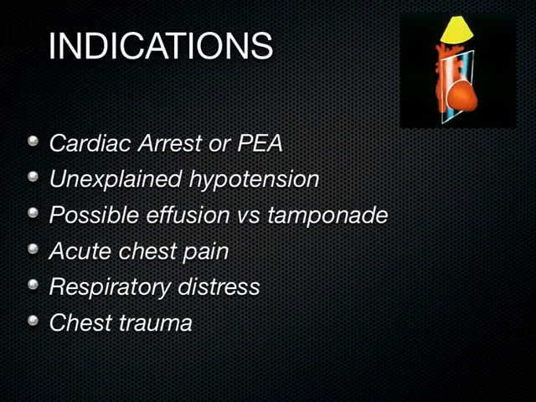The indications to do cardiac ultrasound are any of these situations: a patient in PEA or cardiac arrest, or unexplained hypotension, maybe there's an effusion, whether or not it's tamponade, patients with chest pain. Respiratory distress is probably my most common reason why I do a cardiac ultrasound, believe it or not. Unexplained dyspnea: a study has shown that at least 20% of the time with unexplained dyspnea you're going to get a pericardial effusion, when you don't have another reason to have dyspnea. And of course with trauma.